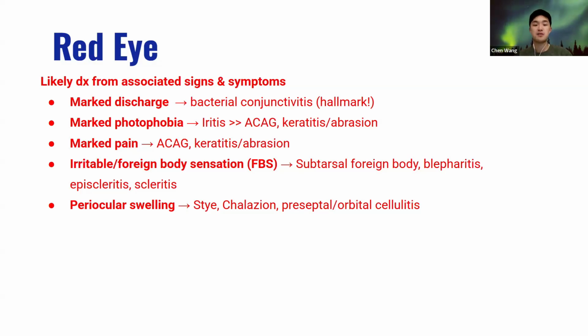If they have a foreign body sensation, sort of grittiness and an annoyance behind the eye, you might have to evert the eyelid and look at the area under the tarsus itself for any foreign body, or it might be just due to blepharitis, episcleritis, or scleritis. And if they have any swelling in the periorbital skin area, they might have a stye, a chalazion, and or preseptal and or orbital cellulitis as well.